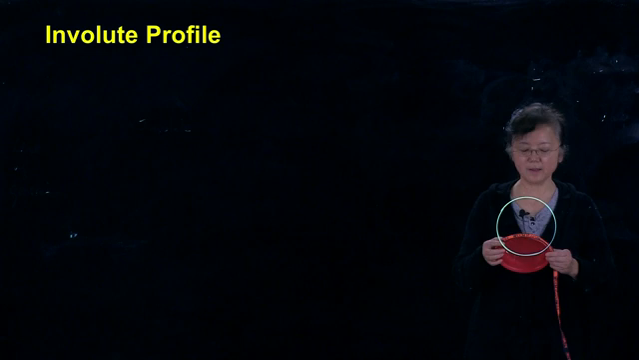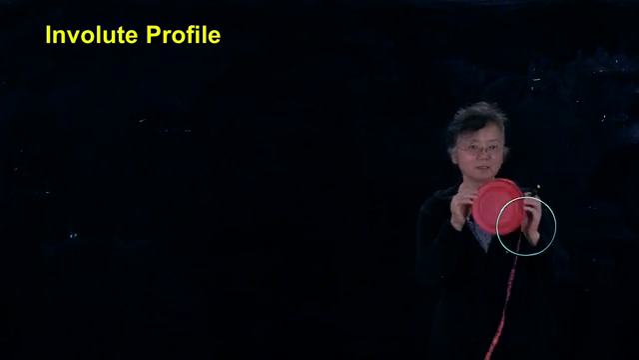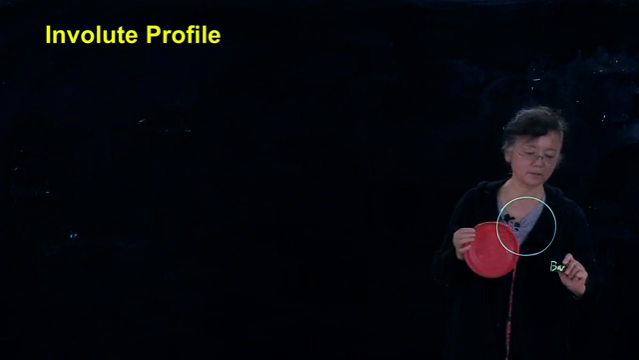The gear tooth profiles are involutes. Okay, let's try to generate one using very simple tools. So now I have a disk. I call this disk the base circle. So this is the disk base circle.